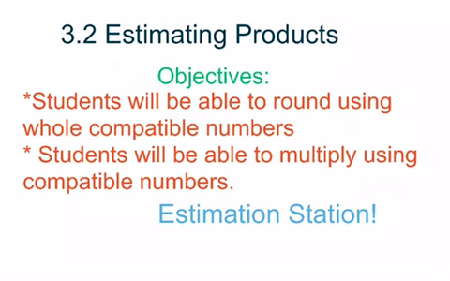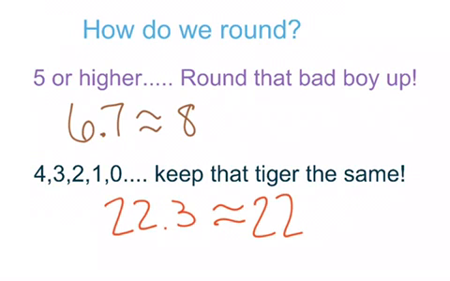Alrighty folks, welcome to 3.2 Estimating Products. You're going to be able to round using whole compatible numbers, and then you will also be able to multiply using those compatible numbers. This is what we call the estimation station. Alright, so how do we round?